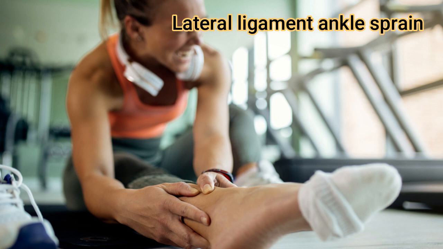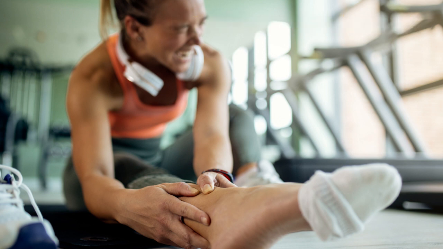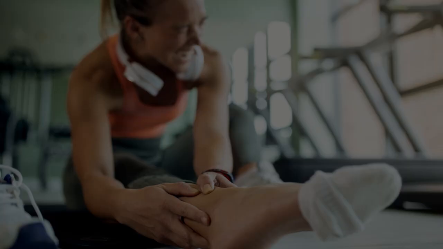Lateral ligament ankle sprain. A lateral ligament ankle sprain occurs when the ligaments outside the ankle are stretched beyond their limits. Injury to these ligaments causes pain and swelling in the ankle. Generally, most sprained lateral ligaments are minor and will improve with simple treatments. However, severe cases can weaken the ankle, leading to repeated lateral ligament sprains and chronic ankle pain.